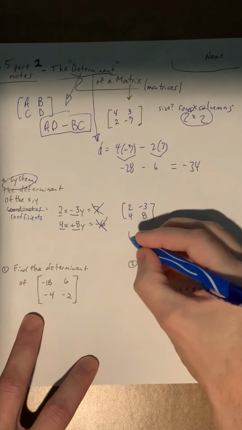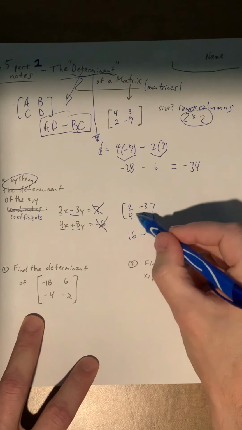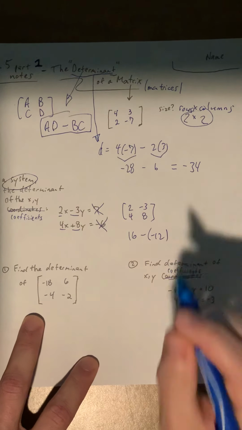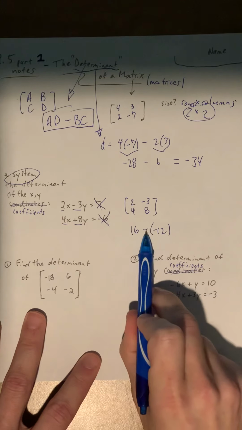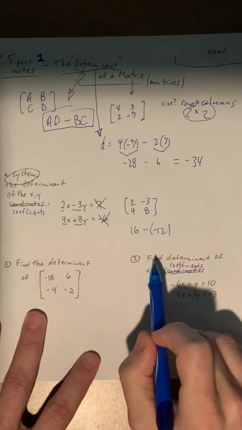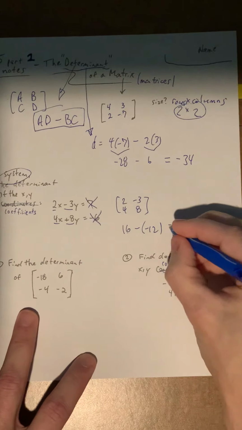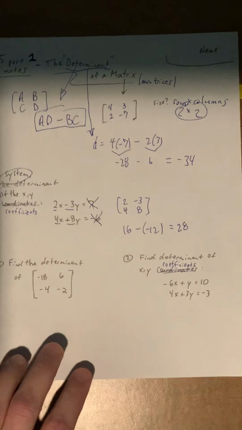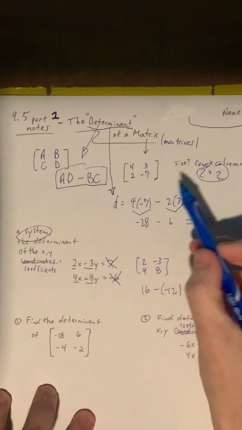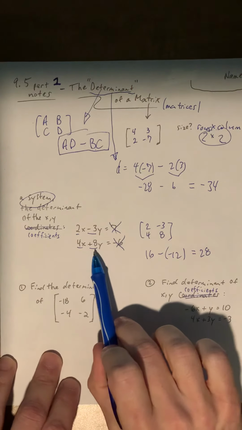So 2 times 8 is 16. That's your A and D. Minus, now be careful because you get a negative here. B times C is 4 times -3. That's a -12. Sometimes you have to subtract a negative. Be careful with your negatives and minuses, guys, when you do the determinant. So this is really 16 plus 12, and you get positive 28. All right, so that's what we're doing in part 1, finding the determinant of not only just a regular 2x2 matrix, but also of xy coefficients from a system.